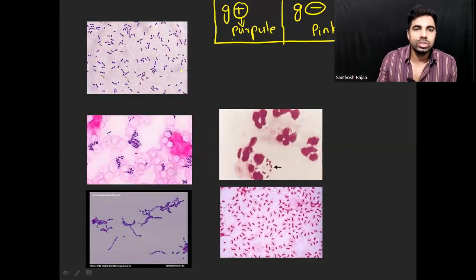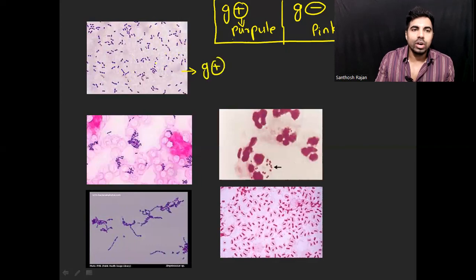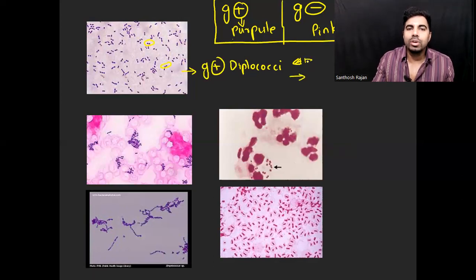Now look at this one. This is very beautiful. This first one, this is how it looks. First of all, it's gram positive because it's purple, and it's a diplococci. You see everywhere there are two, two, two. And the shape looks like this, lanceolate. Diplococci lanceolate, what is the diagnosis? The answer is Streptococcus pneumoniae. Okay, number one.